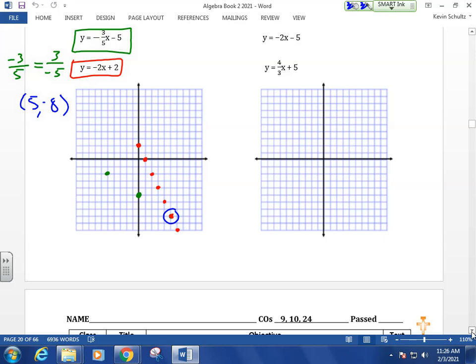Okay. Now the directions do say to check your answer. So what I need you to do now is take that 5, negative 8, go back up to your first equation here, and just plug negative 8 in for y, 5 in for x, and verify it works. Okay? Negative 3/5 of a positive 5 is a negative 3. And does negative 8 equal negative 3 minus 5? Yes, checks out.